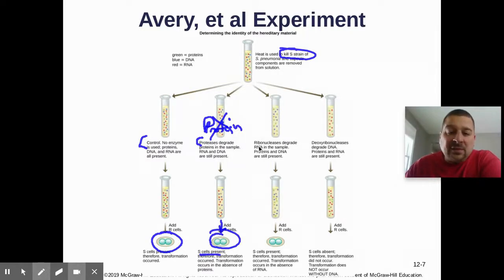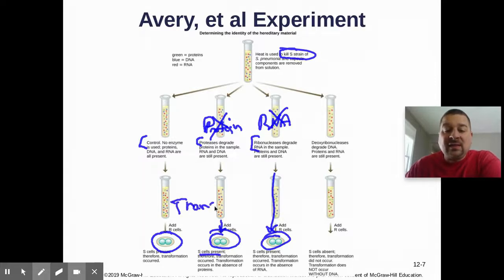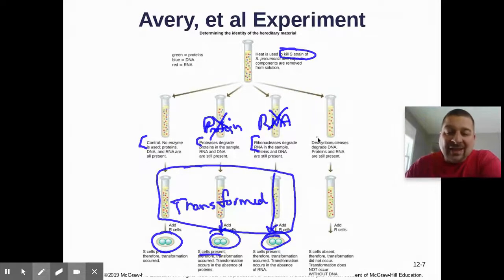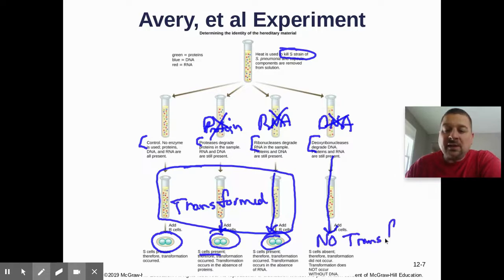This one, he used RNases, ribonucleases that took out RNA. So he took out the RNA, he added it to the R cells, boom, S strain cells. So transformation happened in all of these, in these three right here. And the last one here, deoxyribonucleases, which knocked out the DNA material, kind of chopped it up. He added it to the R cells. No transformation happened. So again, what's your logical conclusion?